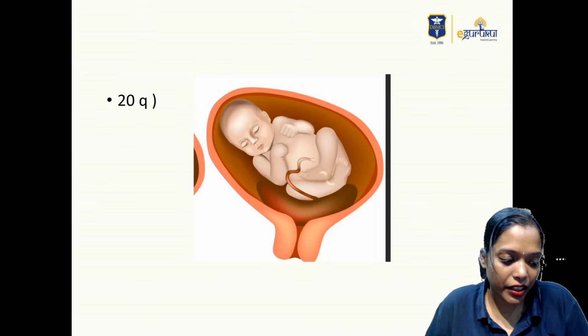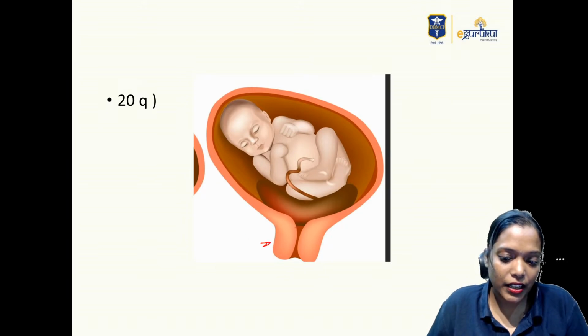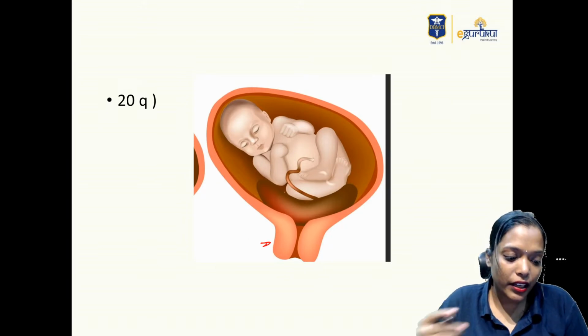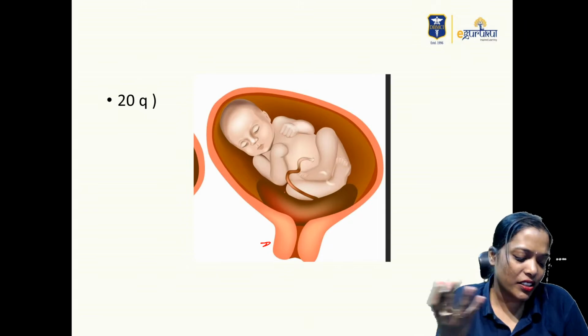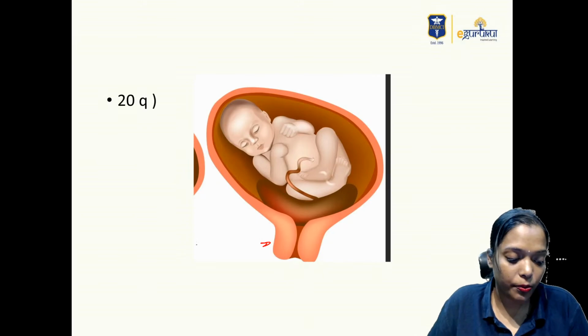So again, this image also has come as an image-based question. I think it is very clear that this is a placenta previa. Can you see the placenta is lying on the cervix? They didn't ask which type of placenta previa. They just gave it as placenta previa or abruption, or I don't know the other options. So this is nothing but placenta previa.